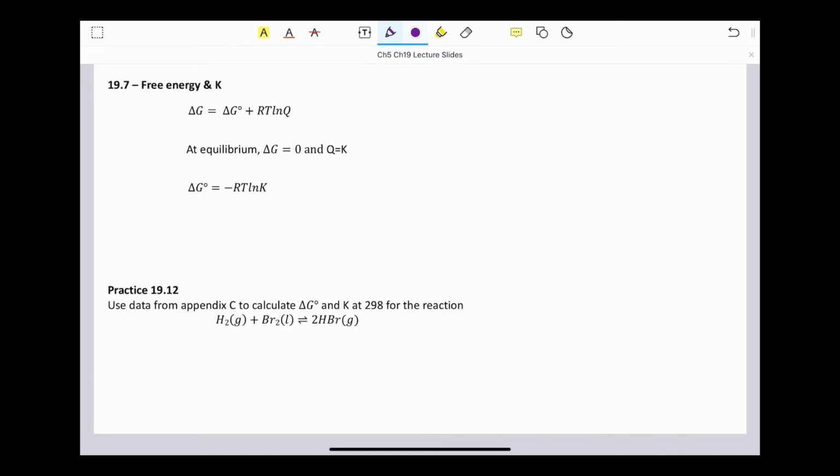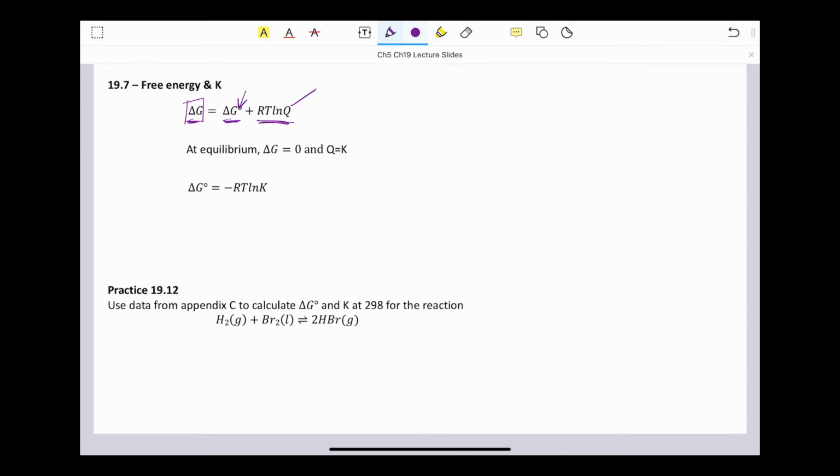So we have this equation that says delta G equals delta G standard plus RT ln of Q, where delta G standard is at standard conditions, 1 atmosphere, 1 molar, and 298 Kelvin, and delta G is at any other temperature or pressure condition. Q is sort of an instantaneous representation of the species present in a system, okay?